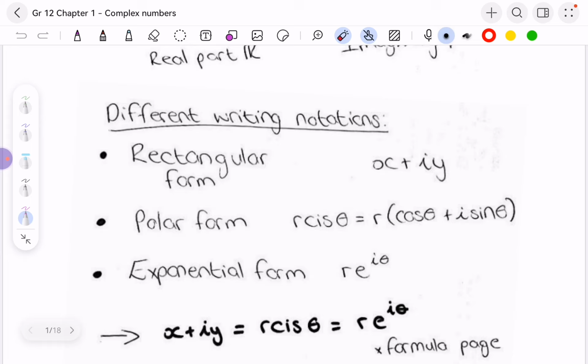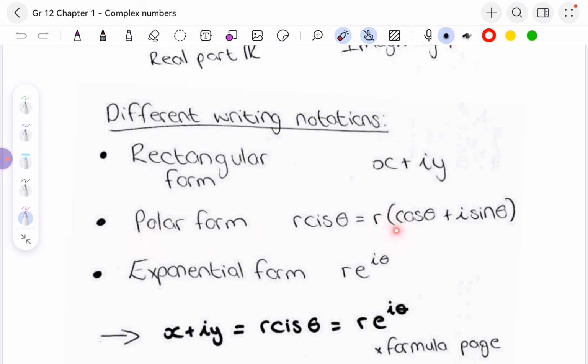Ons het 3 verskillende notasies. My eerste een is my reghoekige vorm, my rectangular form. That's the one we know. Dit is my a plus bi, my gewone vorm, x plus iy, my normal one, my rectangular form. But now I can also rewrite this in polar form, in poolvorm.